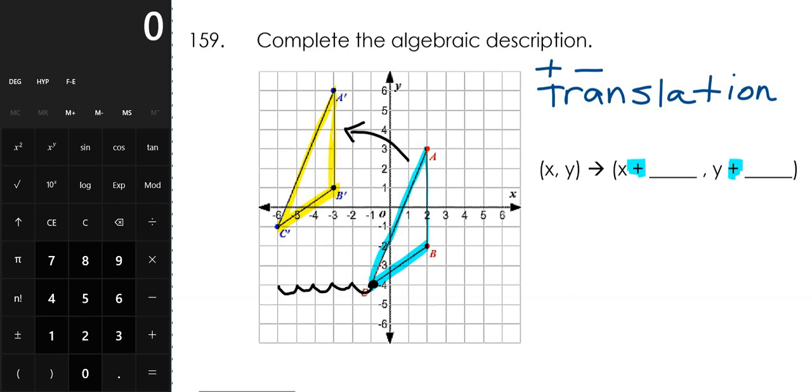Moving left 5 is a negative movement. So I'm going to put minus 5. And then we have going up 1, 2, 3. That's a positive movement when you go up, so that's plus 3. Now keep in mind, your x values are the ones that control left and right movement. Your y values are the ones that control going up and going down. So in my algebraic description, I'm going to put that x plus a negative 5 gets me left 5. And then for my y value, I'm going to add 3.